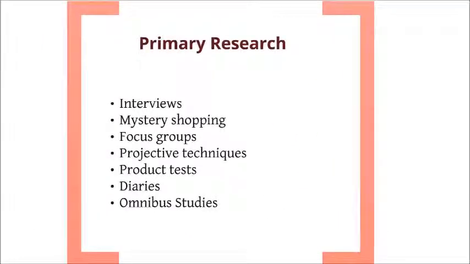Let's look at some types of primary research. There are many ways to conduct primary research. We'll consider some of the most convenient and common models, such as interviews, mystery shopping, focus groups, projective techniques, product tests, diaries, and omnibus surveys. So, interviews: this is a technique most associated with marketing research. Interviews can be telephone, face-to-face, or over the internet.